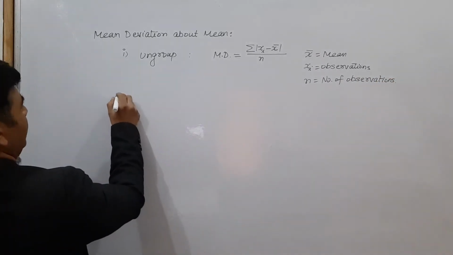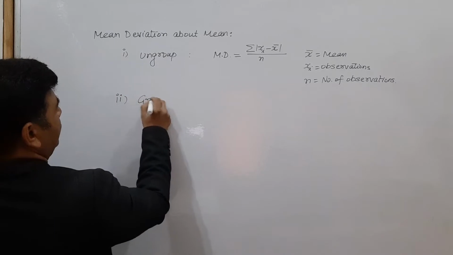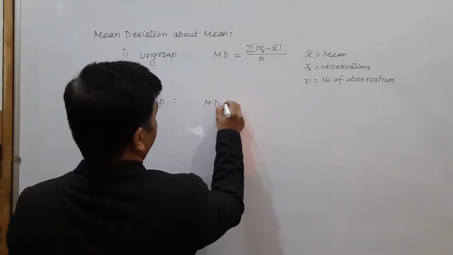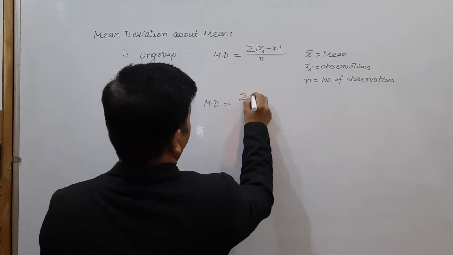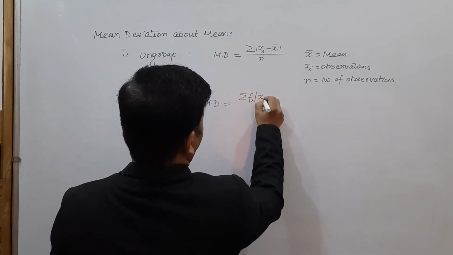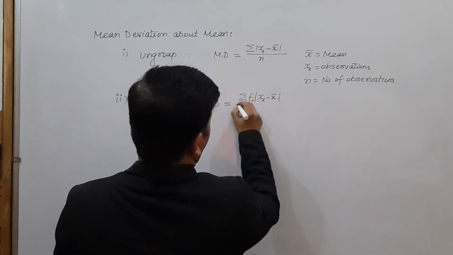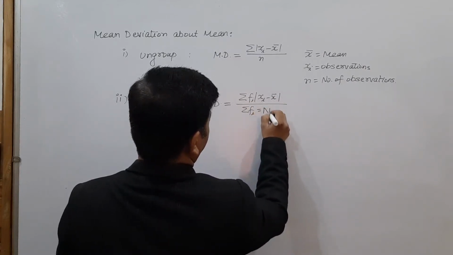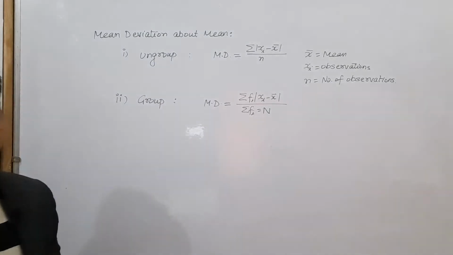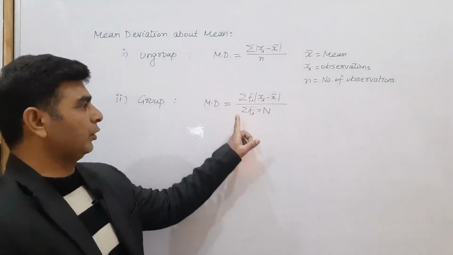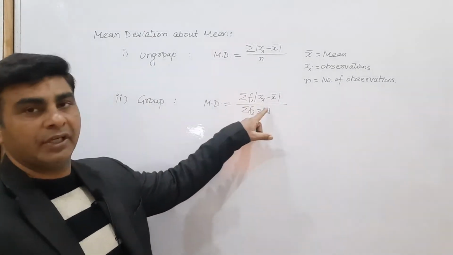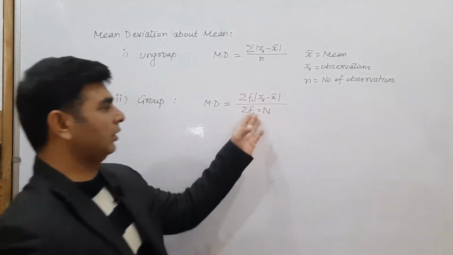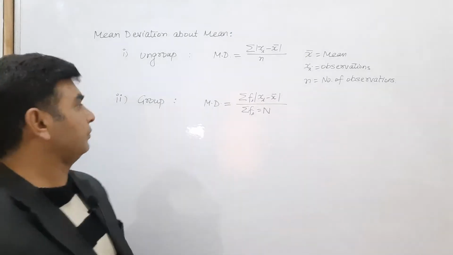For the second case, when grouped data is given to you, the mean deviation is given by the formula summation of fi |xi minus x bar| upon summation of fi, or simply this can be written as capital N. This is the formula to find a mean deviation about mean in case of grouped data, where fi is known as frequencies and all other terms are well known to all of you.